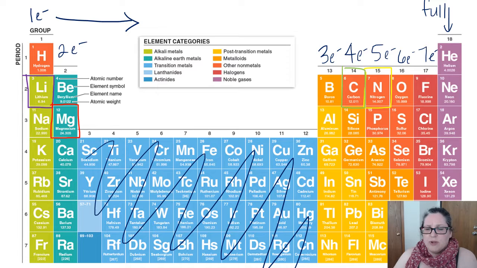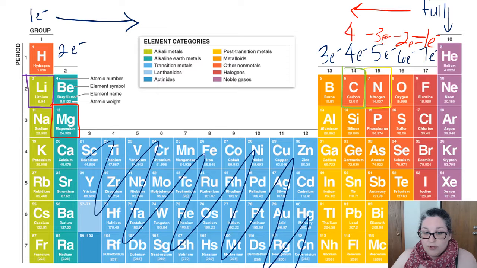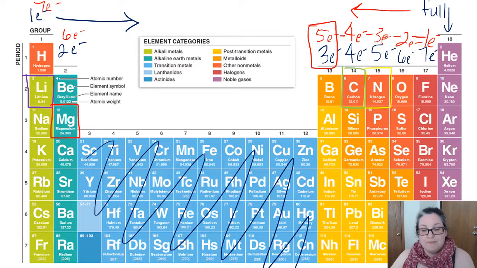But let's think about it from right to left. If we start from where it's full, we're taking away 1, we're taking away 2 electrons, we're taking away 3 electrons in that outer shell, so it's becoming less and less full as we move to the left. 4 electrons, taking away 5, 6, and 7 taken away. Of course, if we add these up, then we get 8.